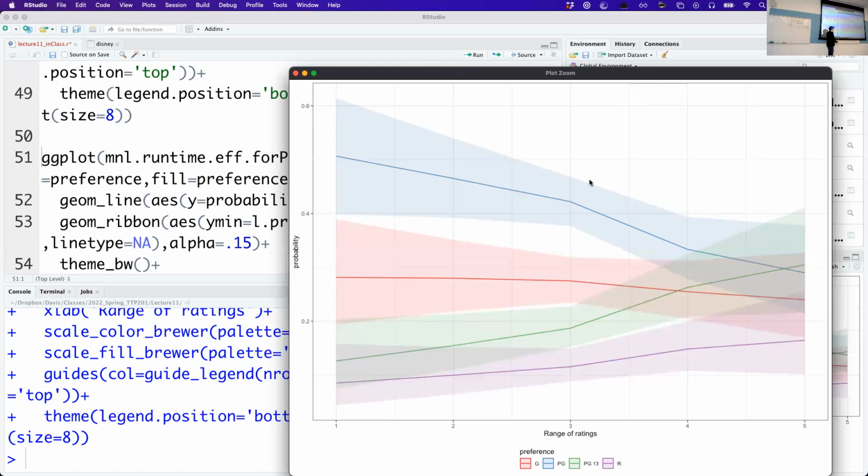This is basically telling me the probability of a specific outcome, and the outcomes are my different certificates, G, PG, PG-13, and R, related to the rating. In this case, for the average movie length, as the rating goes up, it's more and more likely that the movie is either PG-13 or R. And as the range of ratings goes down, the probability of it being a G or PG movie decreases.